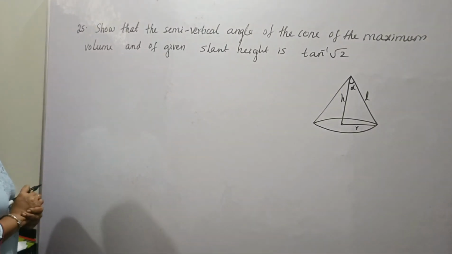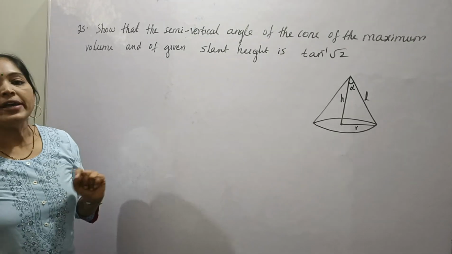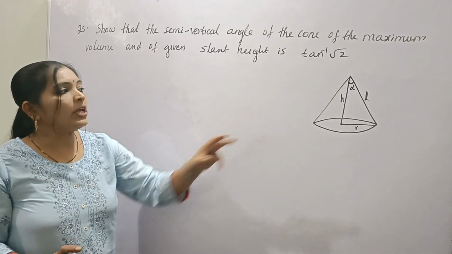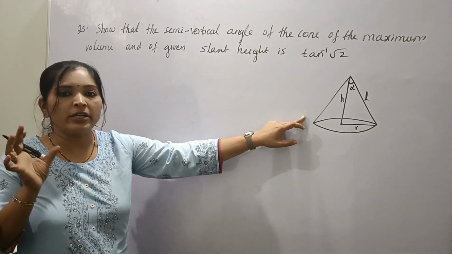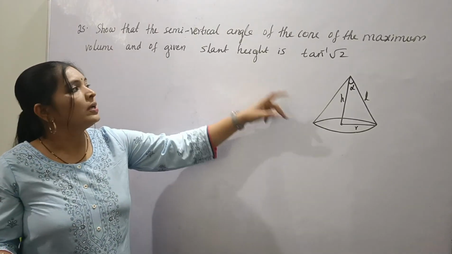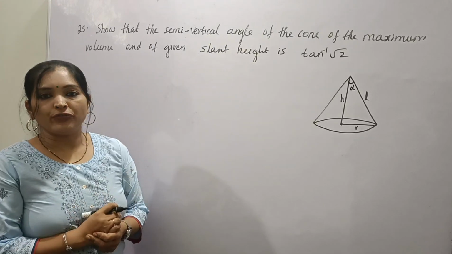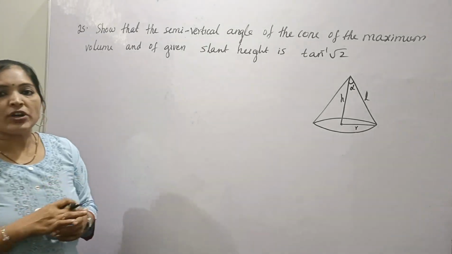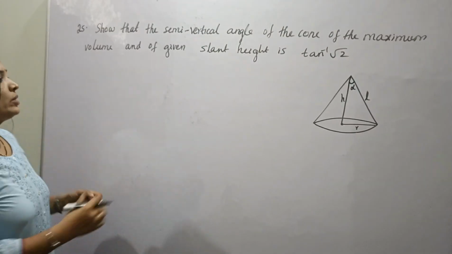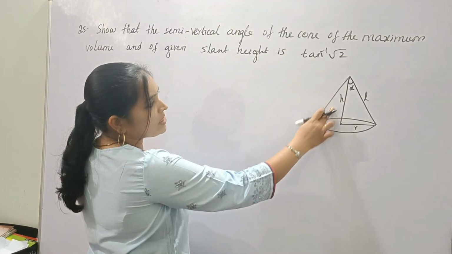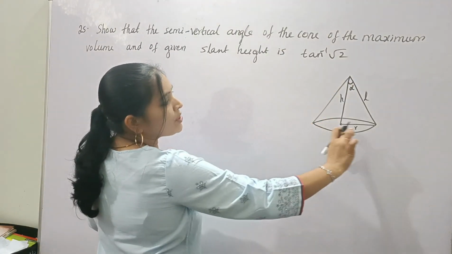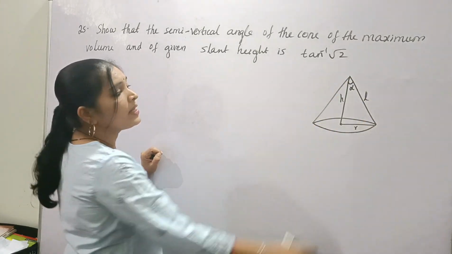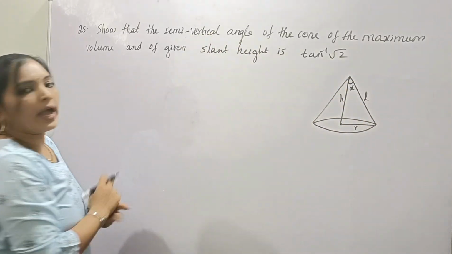So here we have to prove that alpha is equal to tan inverse root 2 when the volume of the cone is maximum. That we have to prove. Okay. So here, what is our function? Volume of the cone, right? So let's find. We have to write this first. Let h be the height of the cone and r be the radius of the cone and L be the slant height and alpha be the semi-vertical angle of the cone.